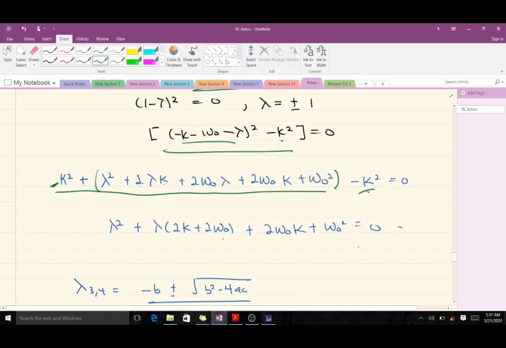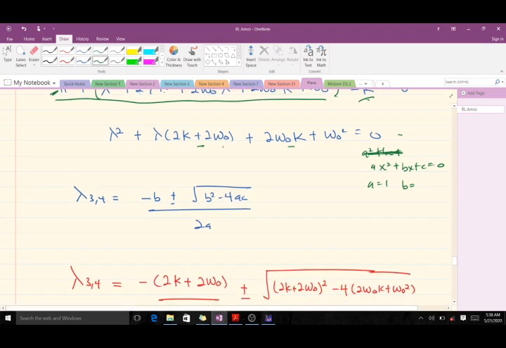Have you seen that this here is of the form a x squared plus b x plus c equals 0? That's a quadratic equation where our a is 1, our b is whatever we have here, and our c is whatever we have here. So to find our lambda, we can use the almighty formula, or the quadratic formula, which gives lambda 3, 4 equal to negative b plus or minus root of b squared minus 4ac, all over 2a. So now this is our b, this is b squared, and this is 4ac.